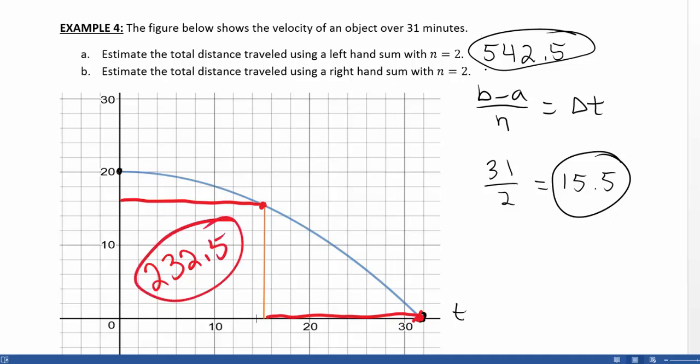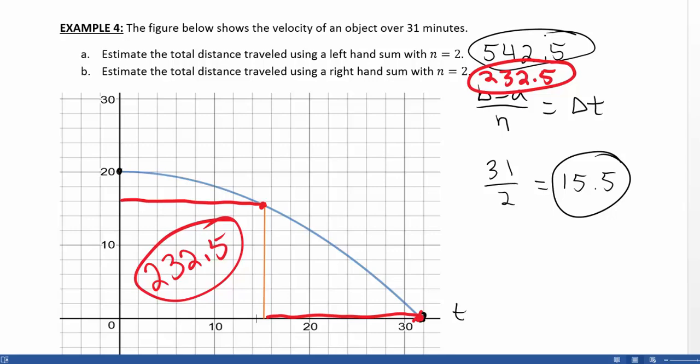So for part B, I get an estimate of 232.5 plus 0, which was 0. And you can see here by the rectangles that this was an underestimate. There's huge chunks of area missing if I'm looking for the exact area under the curve.